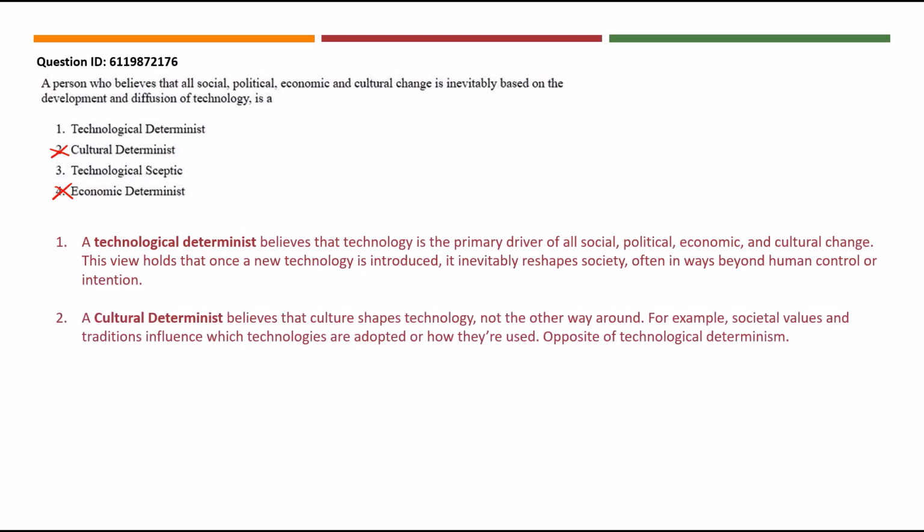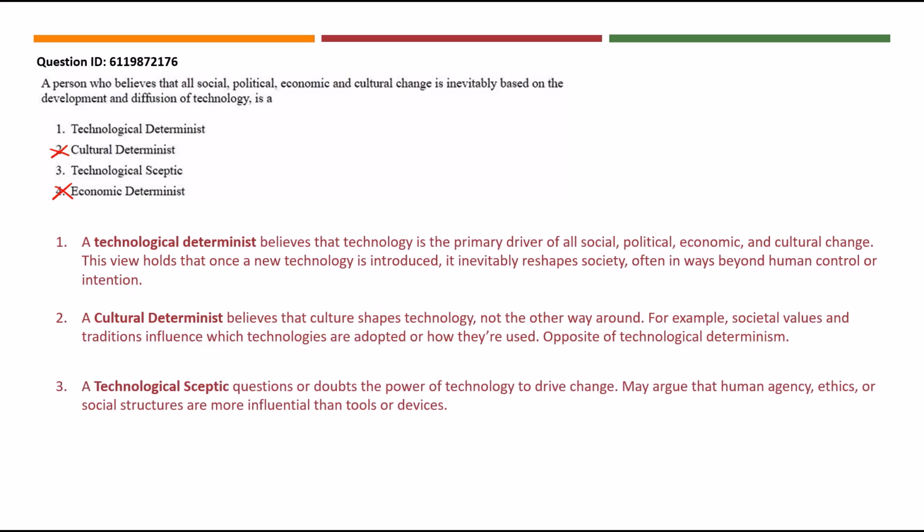We will see about the other terms also. Cultural determinist believes that culture shapes technology, not the other way around. For example, societal values and traditions influence which technologies are adopted or how they are used. Opposite of technological determinism, we can say. Culture is not shaping technology here. Actually, technology is only shaping everything. So, definitely 2 is not a part of the answer.